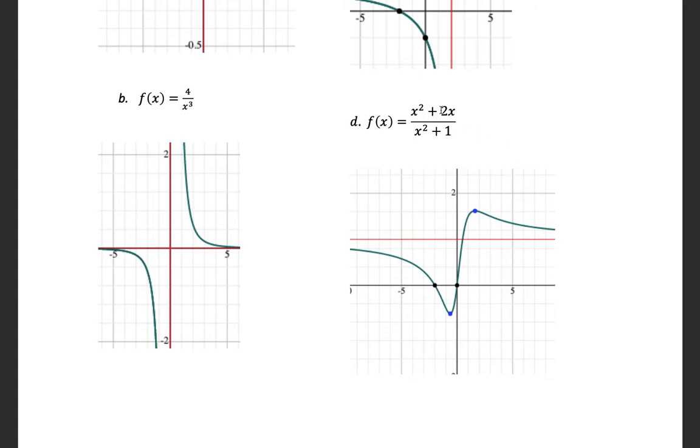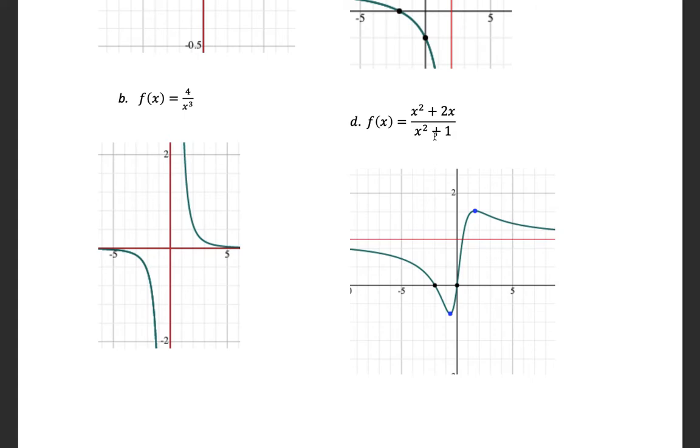So x squared plus 2x over x squared plus 1. Our horizontal asymptote will be 1. See, 1 and 1, because it is x squared, the power is the same, so the horizontal asymptote comes from the coefficients, which are 1 and 1 here. So 1 divided by 1 means 1. That means y equal to 1 is the horizontal asymptote.